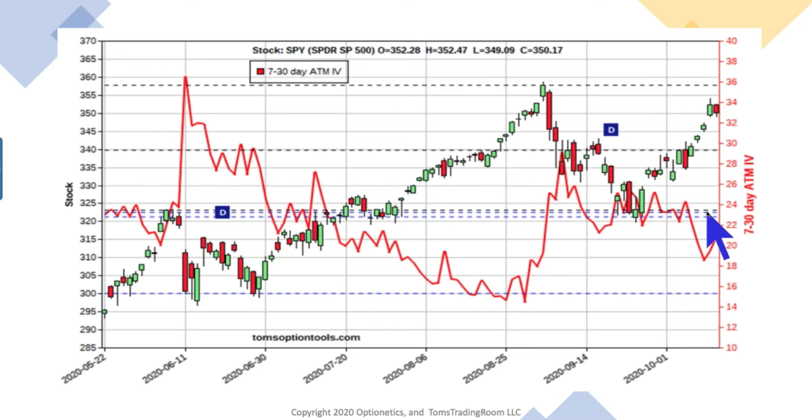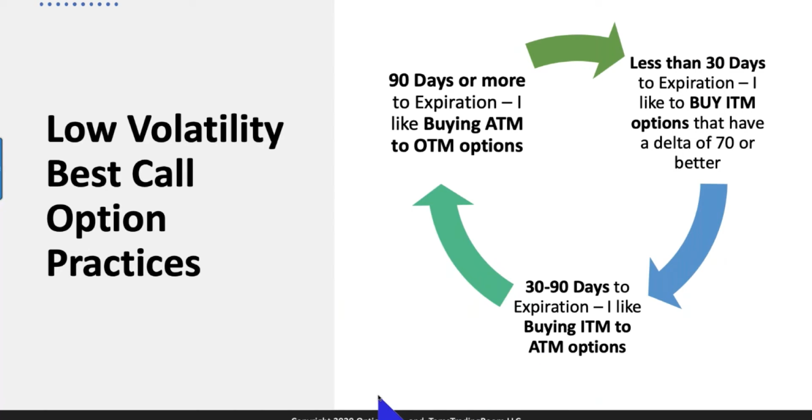So again, I'm going to ask the question, what's the best option trade to take? Let's say on a call option, for instance. Well, when you add in volatility, this is what I like to look at. First, if we are less than 30 days, let's start over here. Less than 30 days, I like to buy in the money options that have a delta of 70 or better. You know why? Because I'm trying to keep myself out of the time decay game.